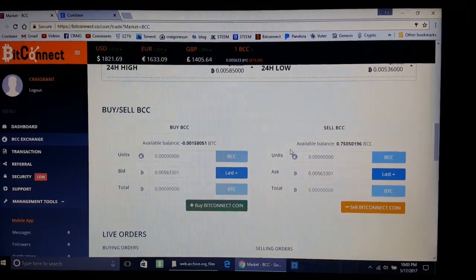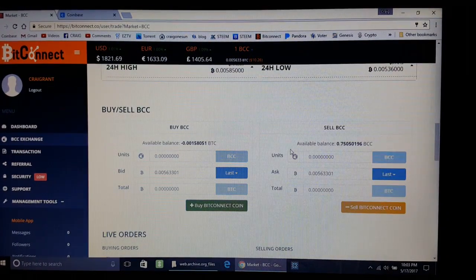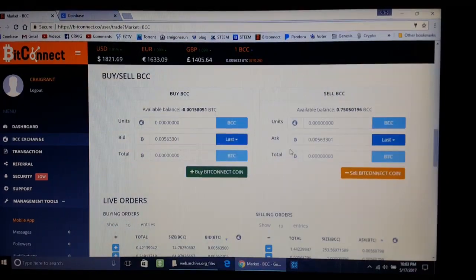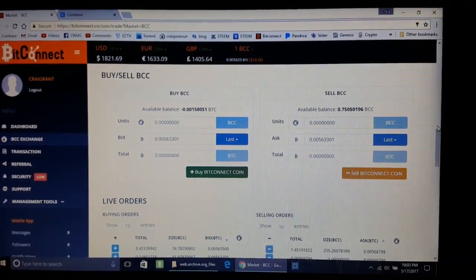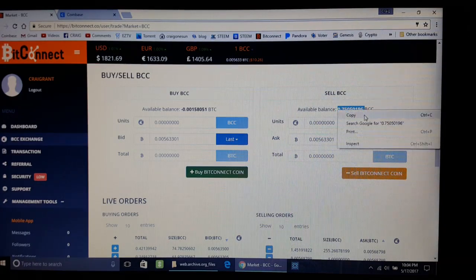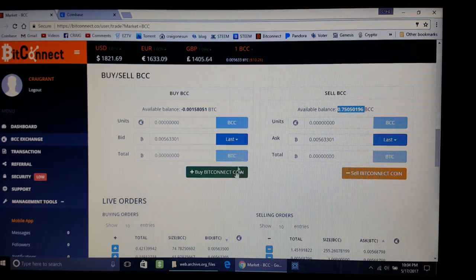If you have a feeling that Bitcoin's not going to go up much more, that it might go down, BitConnect is a really great way to convert. Instead of cashing out to US dollars, you put it in BitConnect for a period of time and gain interest every day, right? So here it is. I have 0.75 BCC tokens, $7.50, because currently it's being traded at $10.